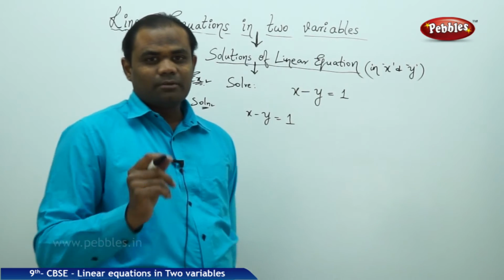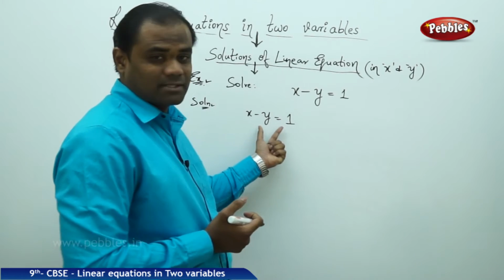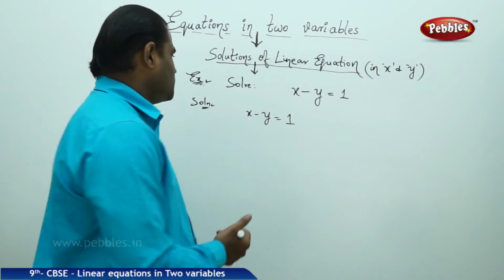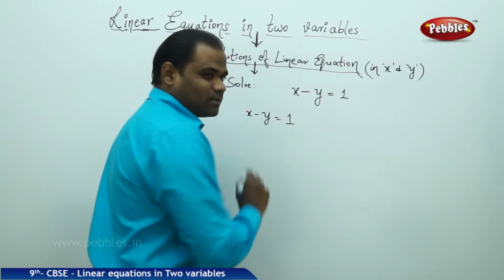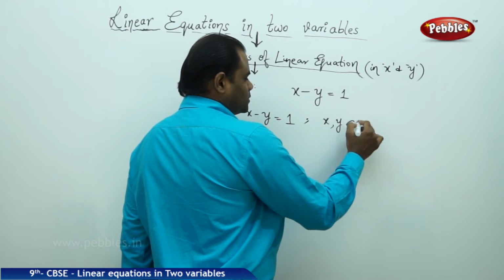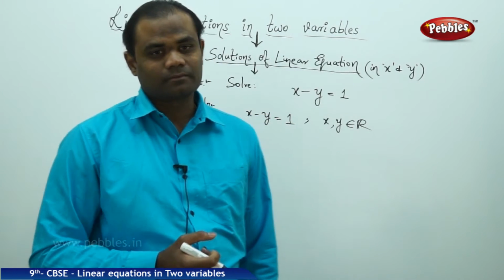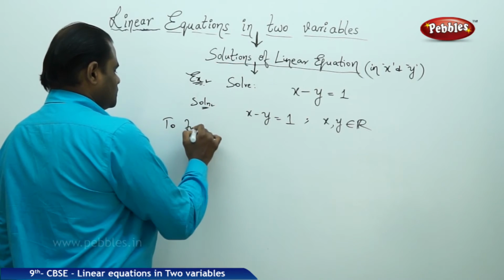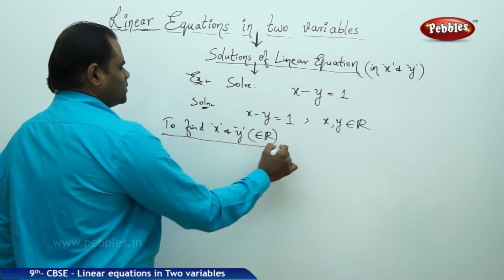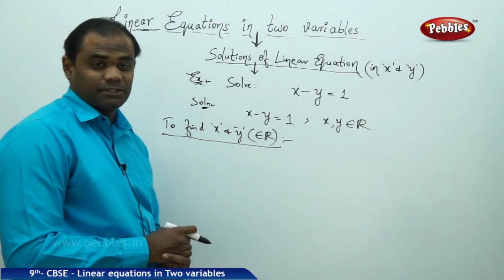Now, before we solve, it is very important to note that solving is about finding the variables. Solving is about finding x and y in this case. So we need to know what exactly x and y stand for. In order to solve this equation x minus y equal to 1, the condition is to find x and y which are real numbers. That is, we are searching for the real numbers which satisfy this equation. So let's see how this target can be achieved.